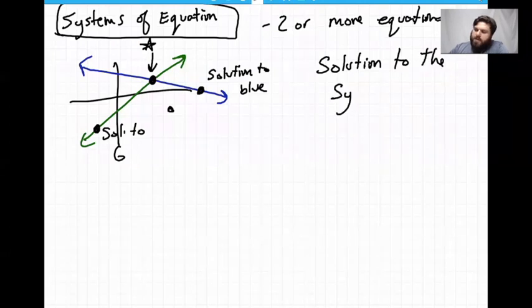It's a point that solves both equations at the same time. It's a solution to the system. And this is a big thing they're going to ask on the ACT for sure. Okay, so how do you know if something's a solution, right?